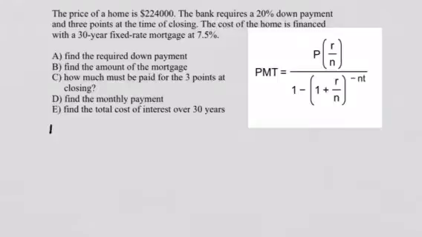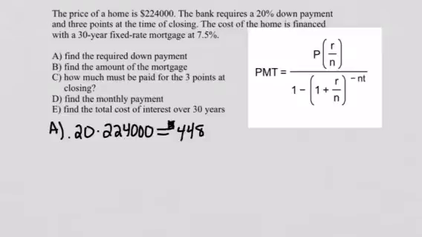So then for part A, if we want to find the down payment, we just take the 20%, so 0.20, and we're going to multiply it by the cost of the house, $224,000. And that's going to give us $44,800. So that's how much has to be put down for the down payment.